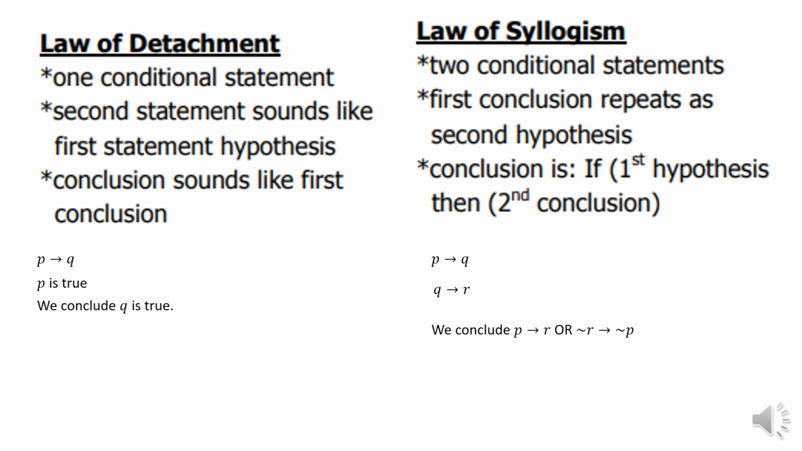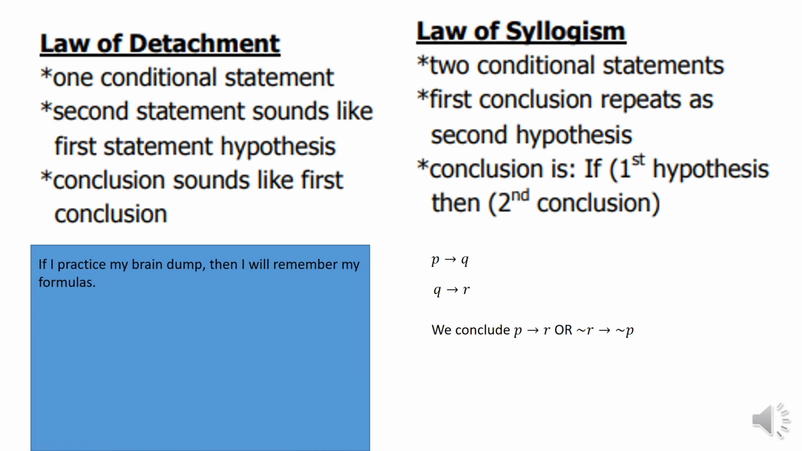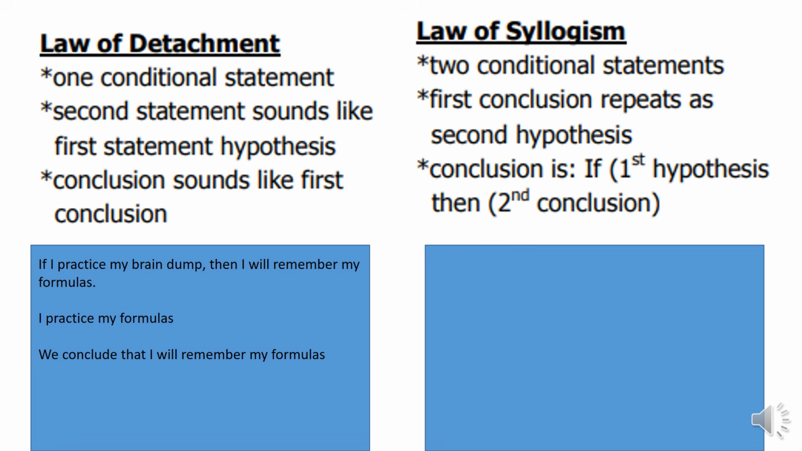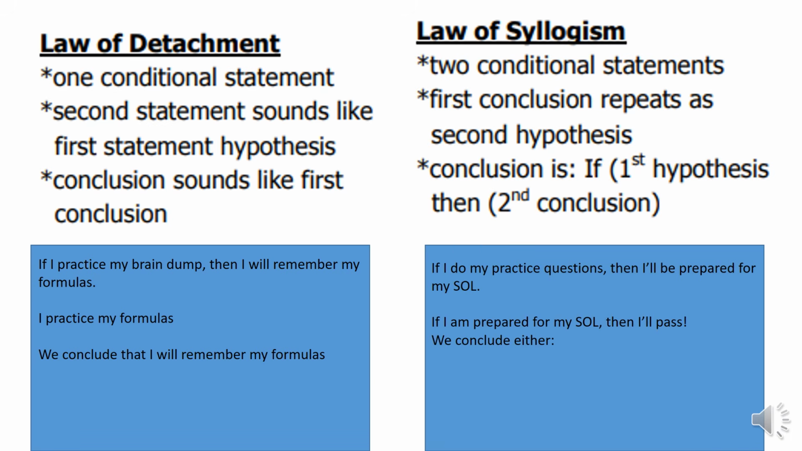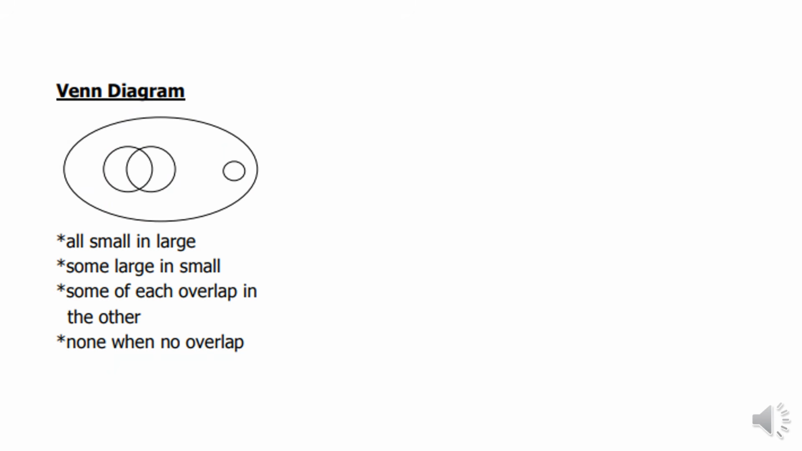So a quick example with actual words. If I practice my brain dump, then I will remember my formulas. I practice my formulas. We can conclude that I will remember my formulas. Law of syllogism. If I do my practice questions, then I'll be prepared for my SOL. If I'm prepared for my SOL, then I'll pass. So then we can either conclude that if I do my practice questions, then I'll pass, or if I didn't pass, then that means I did not do my practice questions.